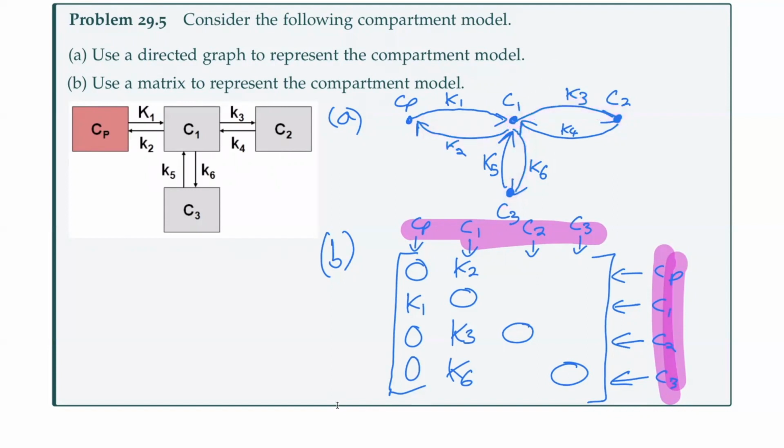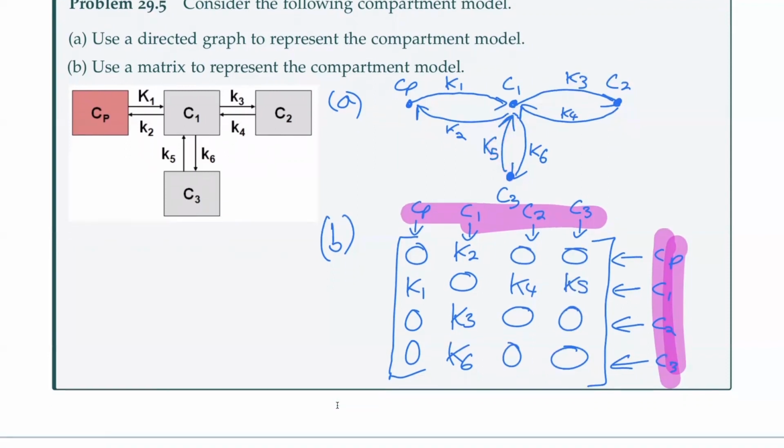Okay, for C2, we just have this one arrow here going to C1 at rate K4, and everything else is going to be zeros. And then C3 has this arrow here going at rate K5. Realize that I've put them in the wrong row. This should have been a 0, and this should have been a 0. This should have been my K4. It's a K5, and this is a 0.